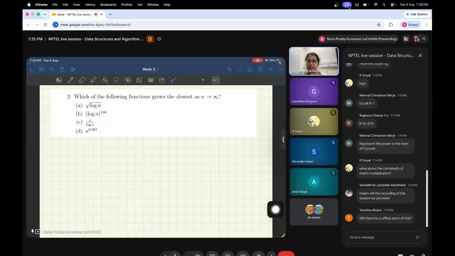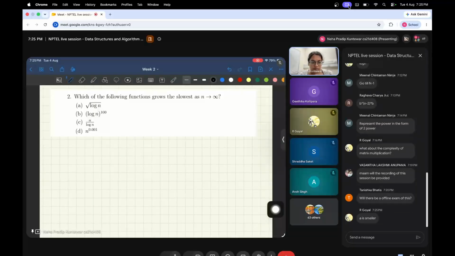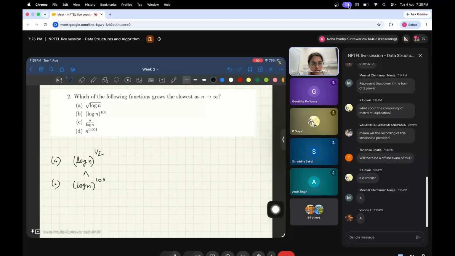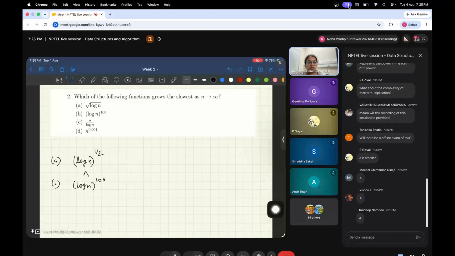Okay, so between a and b, which is smaller? Yeah, so Goel says a is log n to the 1 by 2, and b is log n to the 100. So clearly log n to the 1 by 2 is smaller. Now, good. Okay, so between b and c, which is smaller?